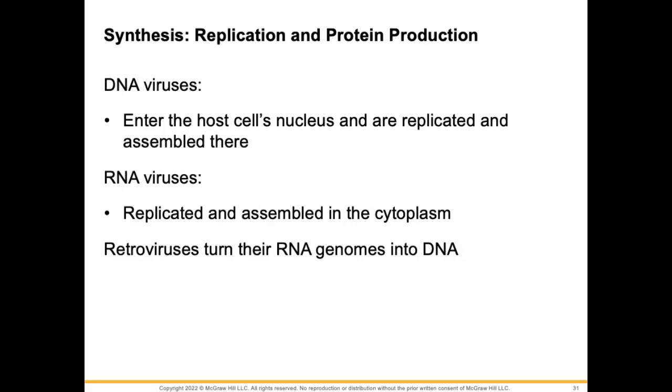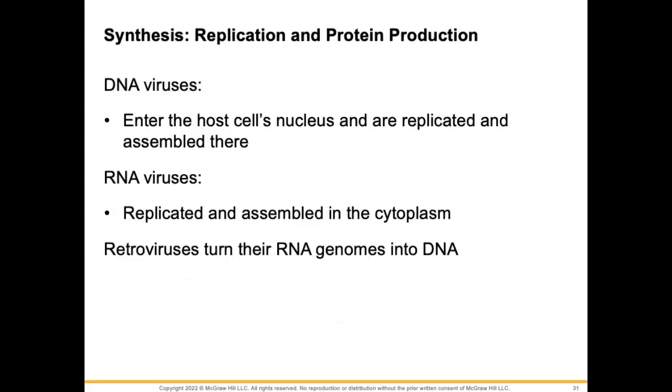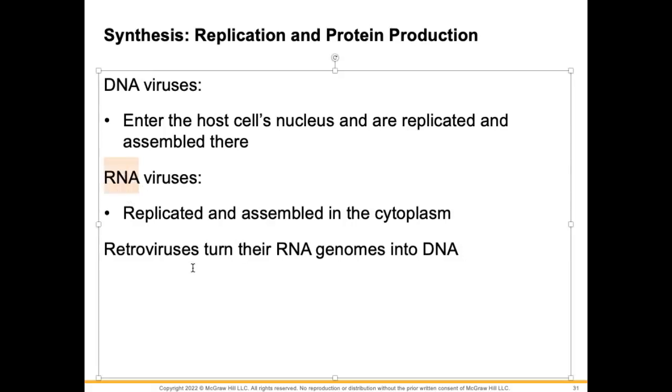All right, so next comes synthesis. And what is synthesis but replication and protein production? So if you go up here and look at this, we have adsorption, penetration, uncoating, and synthesis. So that's where we're at now. In DNA viruses, they enter the host cell's nucleus and are replicated and assembled there. In RNA viruses, they replicate and assemble in the cytoplasm. So, you revert back to what we know about the COVID-19, that is an RNA virus.